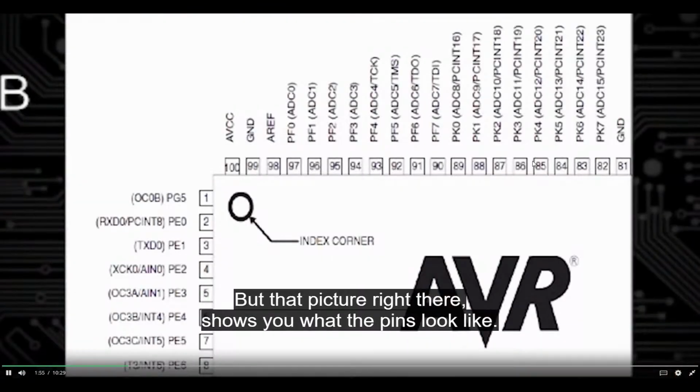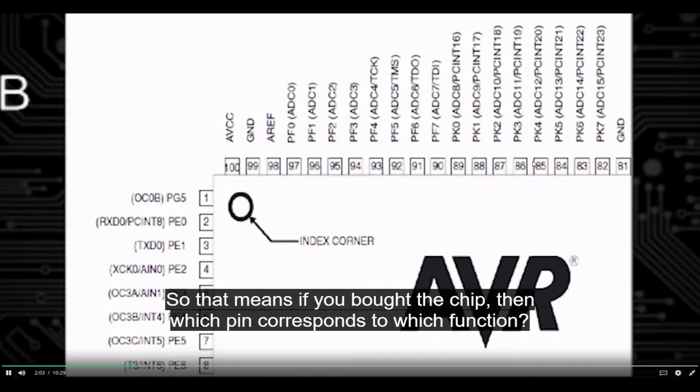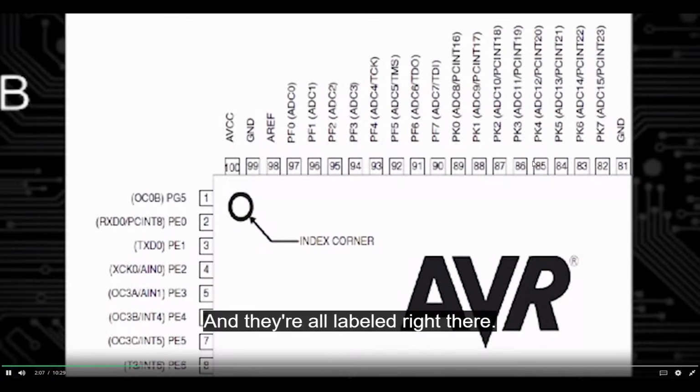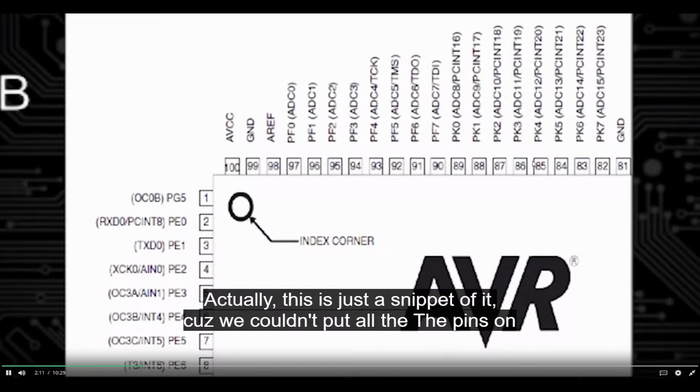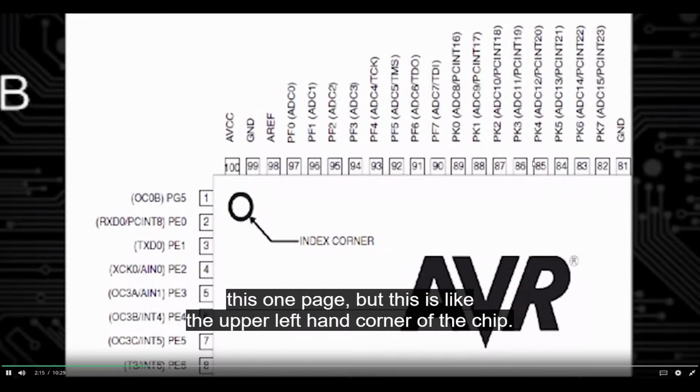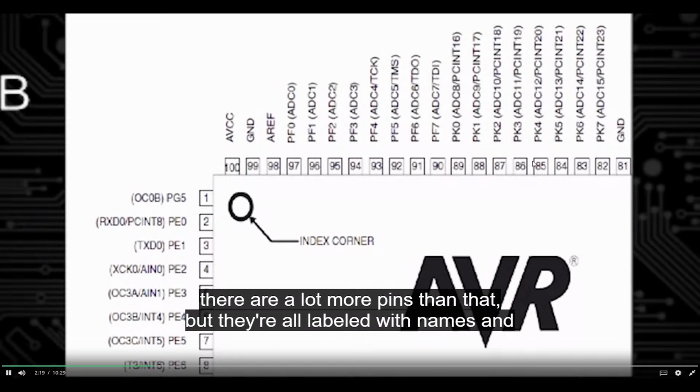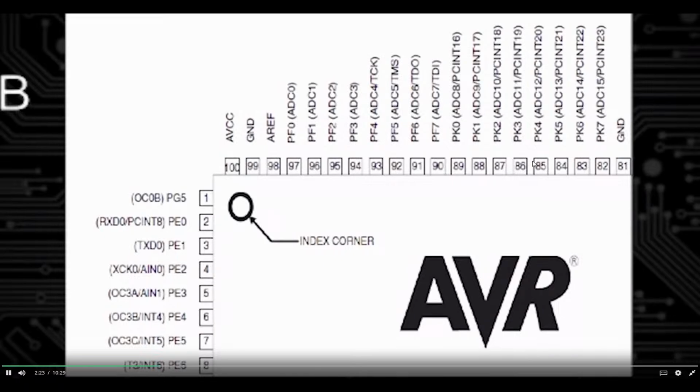But that picture right there shows you what the pins look like, so actually where they are configured on the chip. That means if you bought the chip, you can see which pin corresponds to which function, and they're all labeled right there. Actually, this is just a snippet of it because we couldn't put all the pins on this one page. This is the upper left-hand corner of the chip. It shows you the pins that you can see there, and there are a lot more pins than that. But they're all labeled with names that are referred to later in the data sheet.